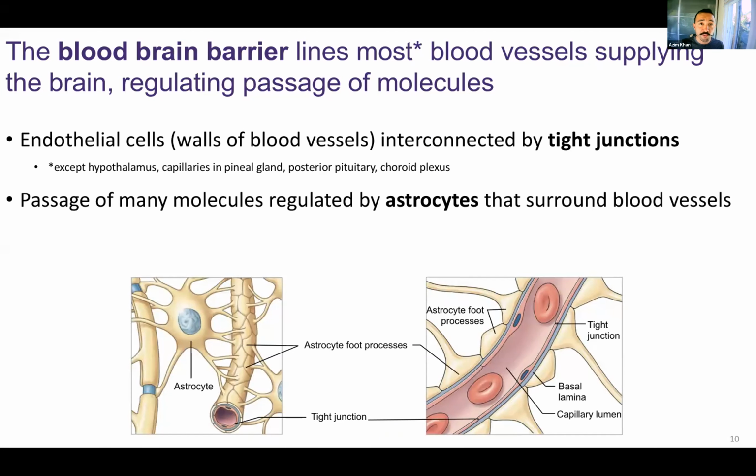Now, I'm sure you've heard of this term before, but what does this actually mean? Our blood for our whole body is, of course, super important. We need to get oxygen, we need to get nutrients, we need to get rid of wastes, among other things. The brain uses a ton of nutrients, uses tons of oxygen, needs to get rid of a lot of waste. So we need constant circulation to and from our brain.